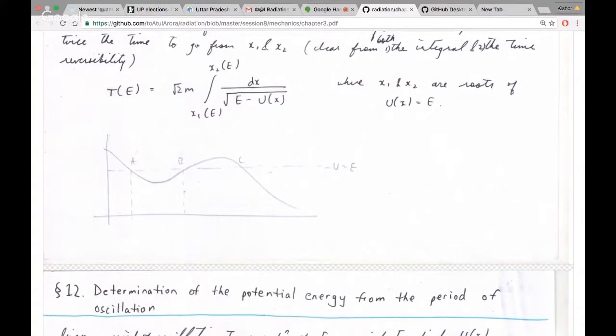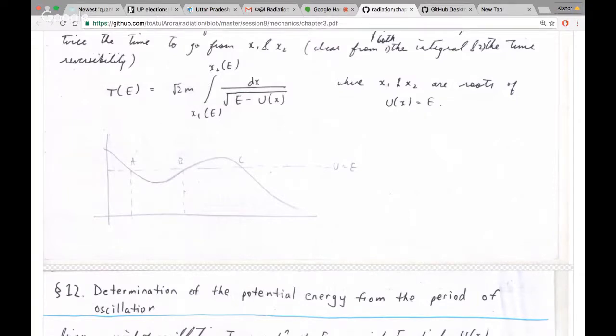So this is the U equal to E curve, and these are the limit points. Okay. So the motion in this region will be oscillatory. Motion in this region will also be. What is the definition of this, Kishore? That it should be bounded by two limit points. No, no. How are you specifying the regions? The region should be bounded by two points where U equal to E.